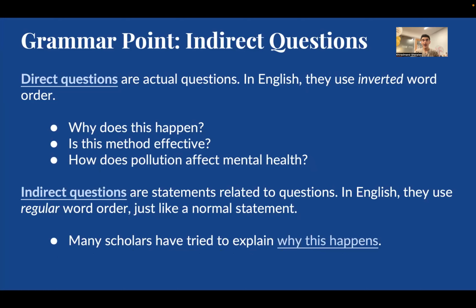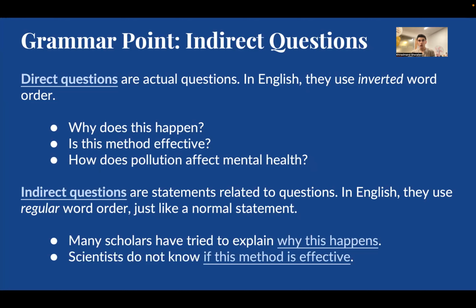For example, why does this particular phenomenon happen? Instead, you say, many scholars have tried to explain why this happens, right? So the verb does not come before the subject. So first subject and then verb. Or, is this method effective? Instead of this, you can write, scientists don't know if this method is effective, right? So first verb and then subject.